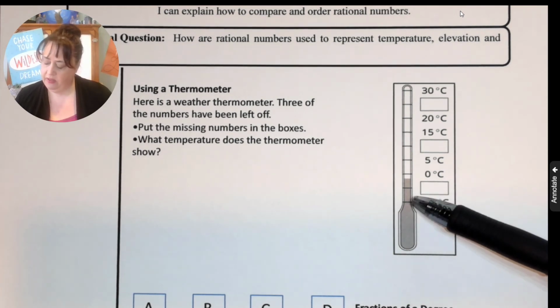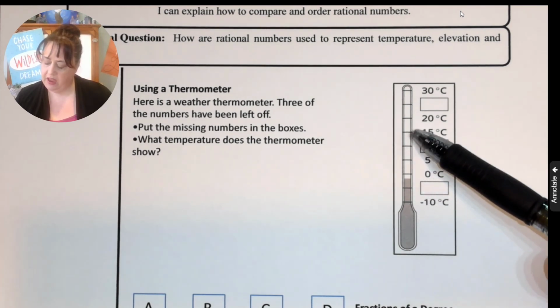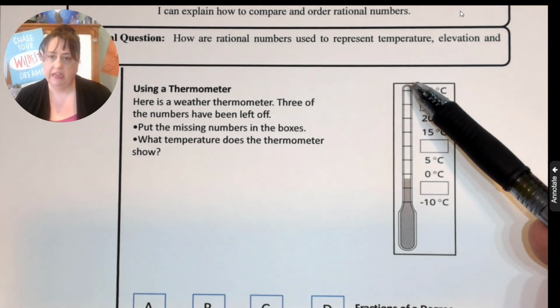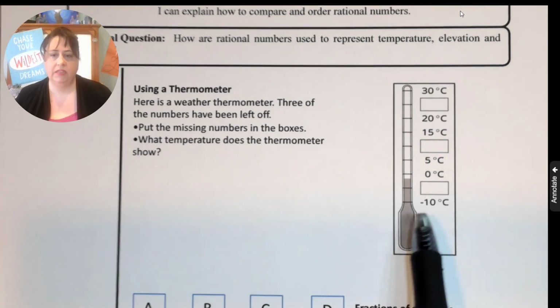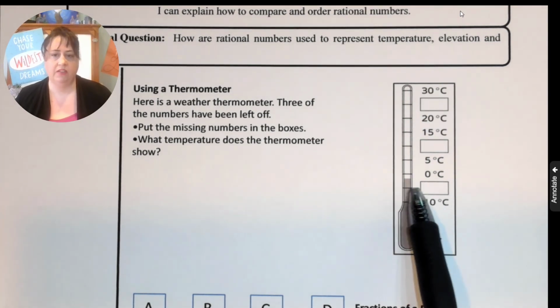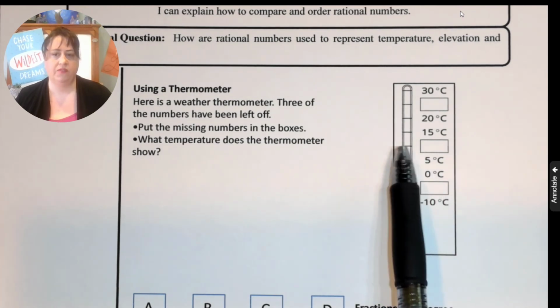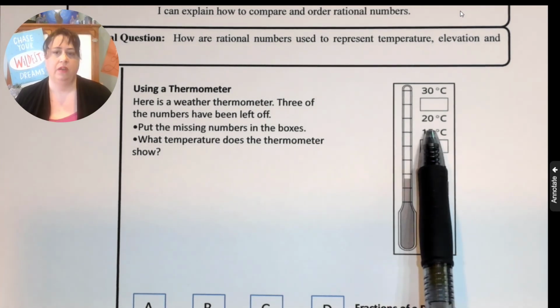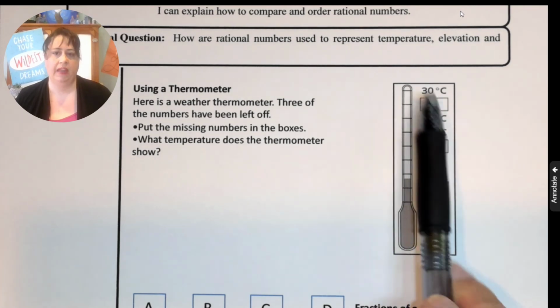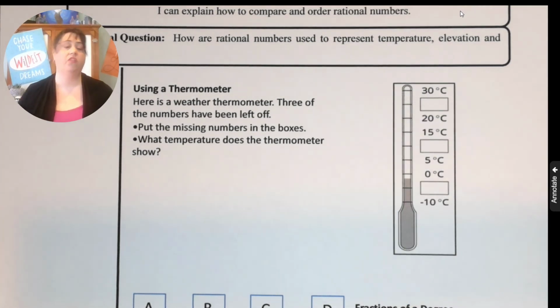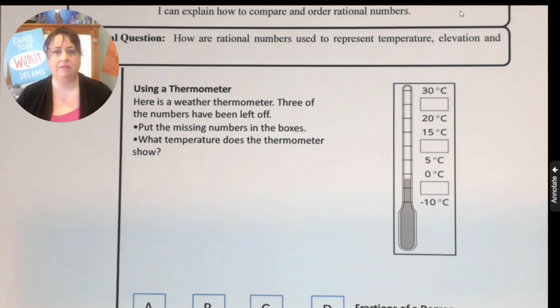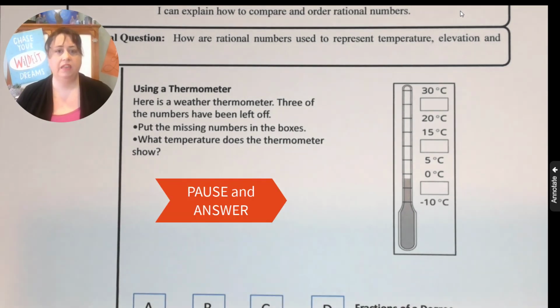And we also have lines, 1, 2, 3, 4, 5, 6, 7, 8, 9 lines. So this line right here goes to negative 10. This one we don't know what it goes to. This one goes to 0. This goes to 5. We don't know what this one goes to. 15, 20, blank, and 30. And so we ask ourselves, what do we think this is counting by? I'd like you to take a moment to pause this and think to yourself, what do you think this is counting by?